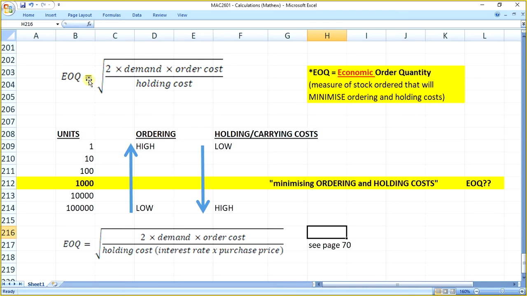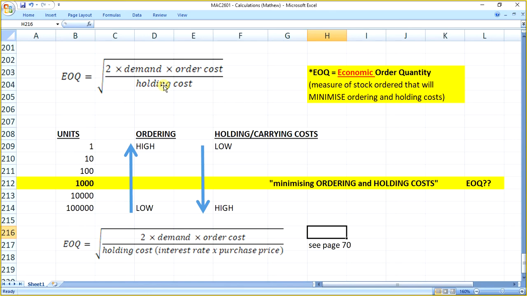So I would have put it as EOQ equals 2 times U, which is fine because U can be usage or demand, either is acceptable. But I wouldn't have multiplied by C. They've used C; I would have just put O for order. And then I would have divided by H, which is holding, which is what they've used. It's totally up to you. Maybe just use what they've given you. It doesn't really matter as long as you've got the right numbers in the right places. You could write down the equation in words. It would look different to what they've given you on page 70, but it will give you the same answer.